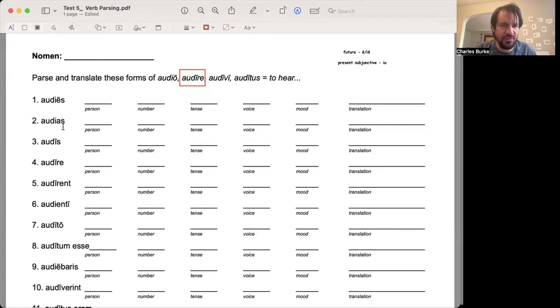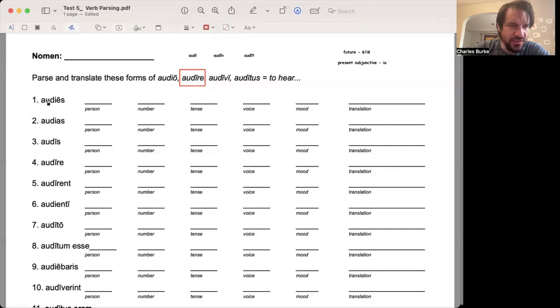Now, first thing I'm going to do is go through this and notice what principal part it comes from. The present stem typically will be audire minus the RE, so audi. If I see audi, I know it probably comes from the second principal part. If I see audiv, because audivi minus the I is audiv, then it probably comes from the third. And if I see audit, because auditus, it probably comes from the fourth principal part. So just noting this very quickly.